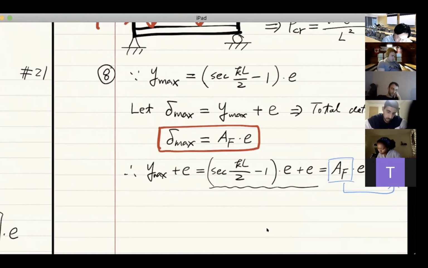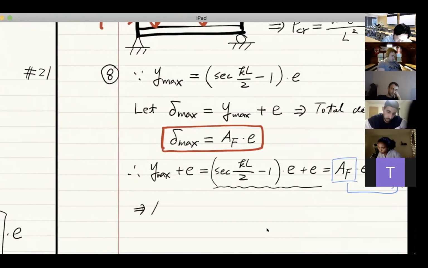Therefore, the expression of amplification factor, AF, in this problem equals secant KL over 2. So this is only for this problem.